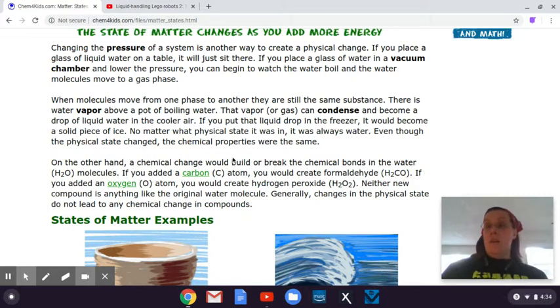So water is water no matter if it's ice or steam or liquid water. There is water vapor above a boiling pot of water. That vapor or gas can condense and become a drop of liquid water in cooler air. So if you add energy to it, it can become a gas. If you cool it down, it can condense. And that pretty much is the actual cycle of rain, the water cycle, when we get to that point in a couple days.